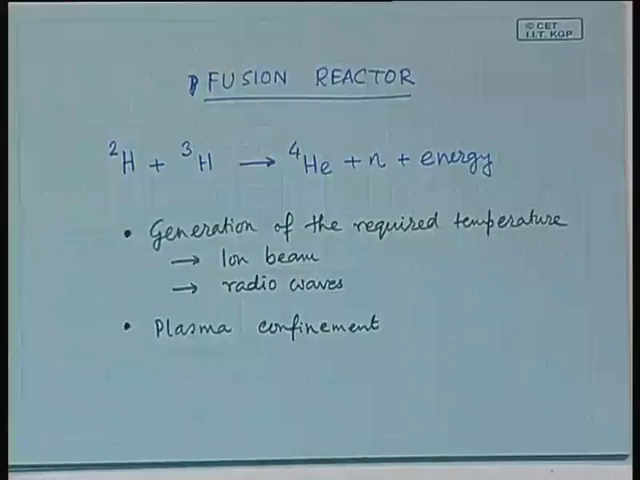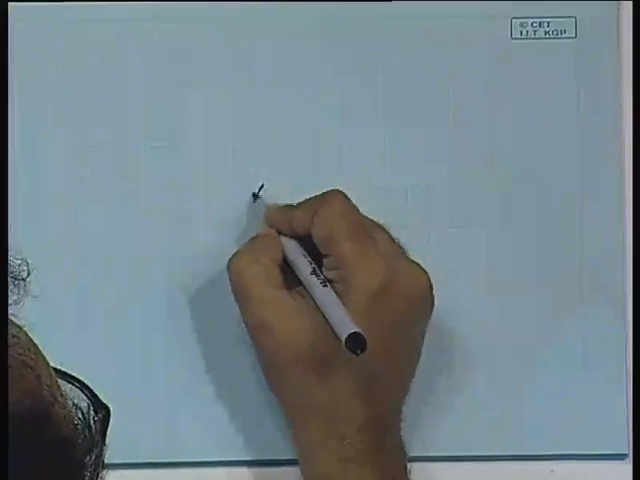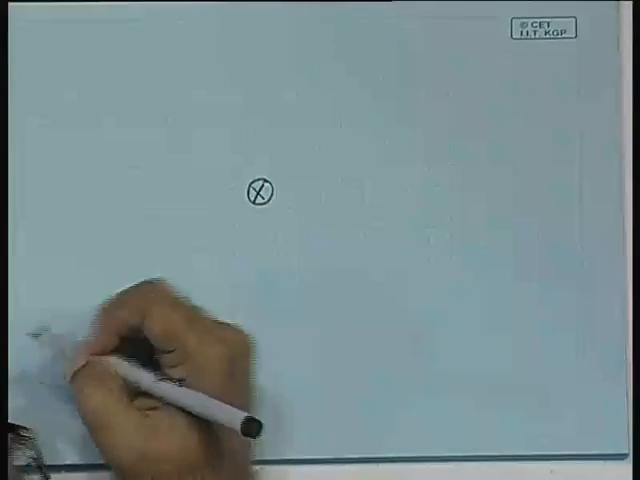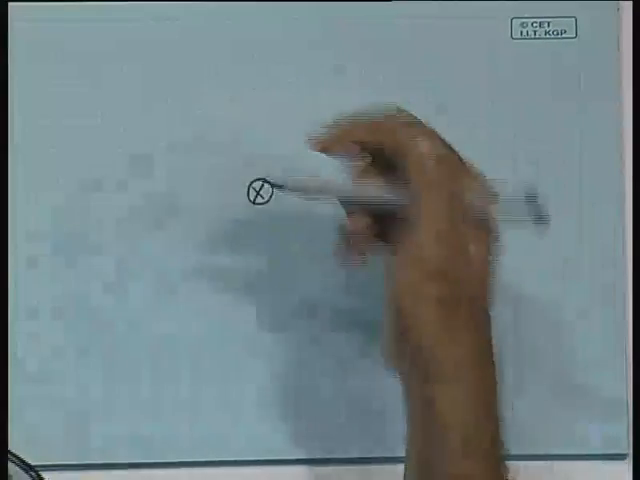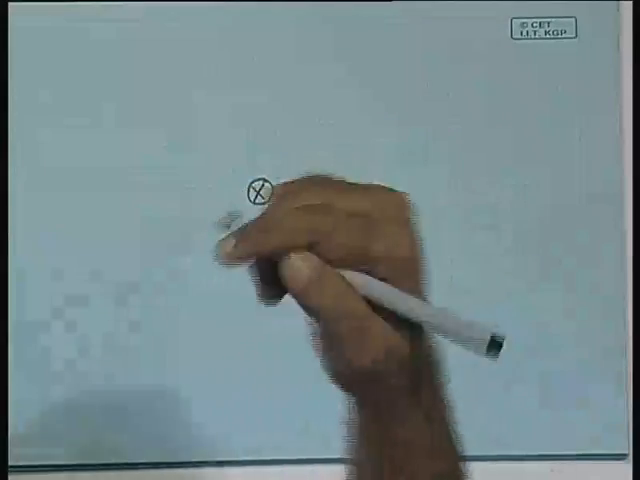Now, there are essentially two methods of plasma confinement that people are trying. To understand the first one, try to visualize this. It is magnetic confinement. Try to picture like this. Suppose you have a magnetic field going into the sheet of paper, which means I will draw it like this. Do you understand this notation? This is going into the board, and if I draw it with a dot, it comes out of the board.